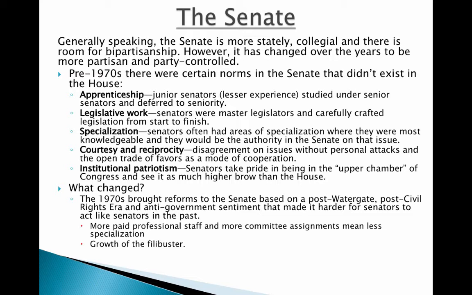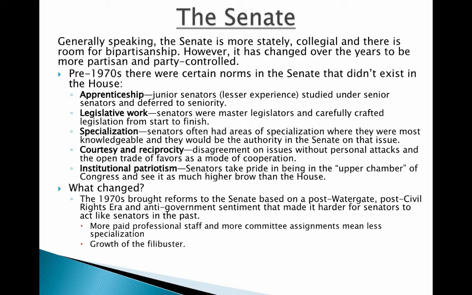The other is institutional patriotism. Senators take pride in being the upper chamber of Congress, and they see it as kind of a job that is elevated above or higher brow than the House. You can see this with some of the older members of the Senate who've been there a long time. John McCain might be one of them, who thinks of the Senate as an important institutional actor in a way that the House is not in the same light. So having this institutional patriotism used to be the norm.